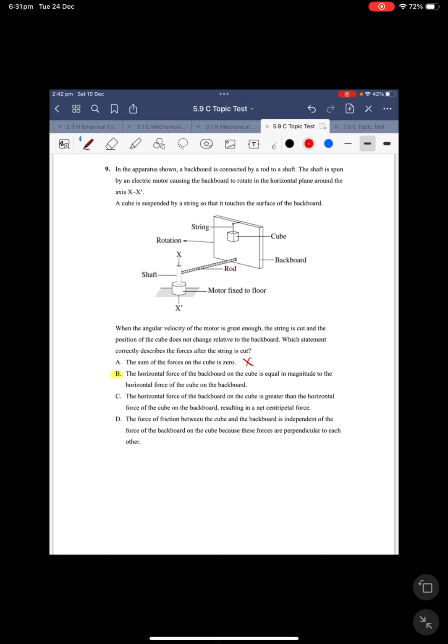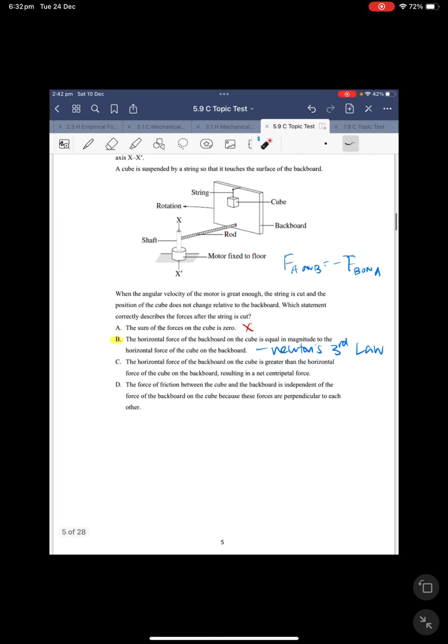Let's look at option B. Option B says the horizontal force of the blackboard on the cube is equal in magnitude to the horizontal force of the cube on the blackboard. Now this is really just Newton's third law, right? That the force of A on B equals minus the force of B on A, and since we're talking about magnitude, the forces are going to be equal. And Newton's third law is applicable to pretty much every scenario. It's a universal law, and so B has to be correct because it's simply a restatement of Newton's third law. And so we can just stop at option B.